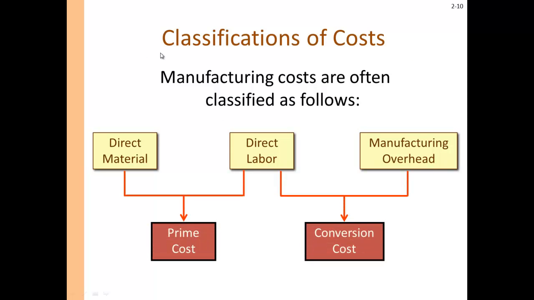Another way to classify these costs is often referred to as prime cost and conversion cost. Prime cost consists of direct materials and direct labor, whereas conversion cost consists of direct labor and manufacturing overhead. A conversion cost is the sum of the direct labor cost and manufacturing overhead costs. The term conversion is used to describe direct labor and manufacturing overhead because they are incurred in converting materials to finished goods.